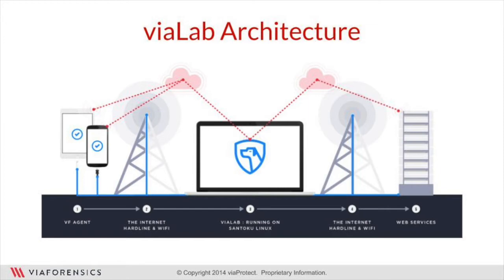So this is pretty much the architecture. It's pretty simple again. viaLab running on a CentOS Linux operating system. You connect your mobile devices. You can actually also use emulators on the Android side of things, so you don't even have to have a physical device connected. And you also have the Wi-Fi network brought by viaLab just so that we can capture all of the traffic.